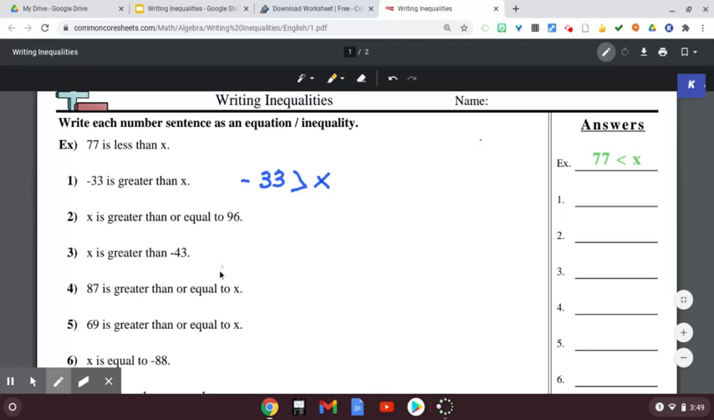Okay. Now we're going to skip down to number 6 because I think you guys have got a pretty good idea of how to do these. But if you take a look at number 6, it says x is equal to negative 88. So if something is equal to negative 88, you're just going to use your equal sign. Okay? So all of these, you're just going to read from left to right and put the proper sign.